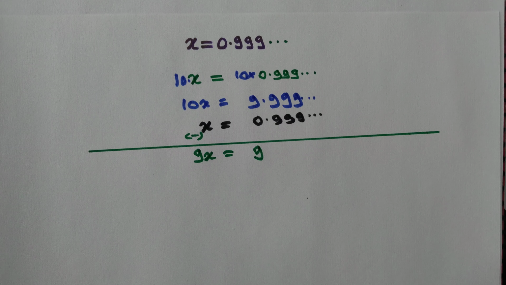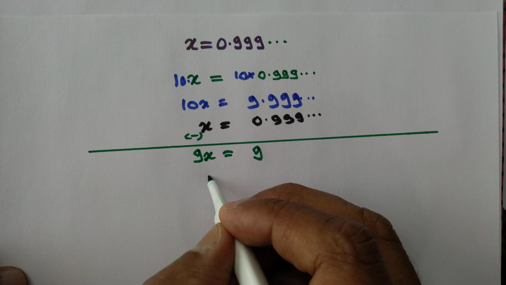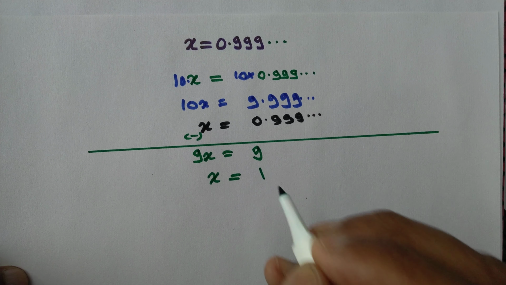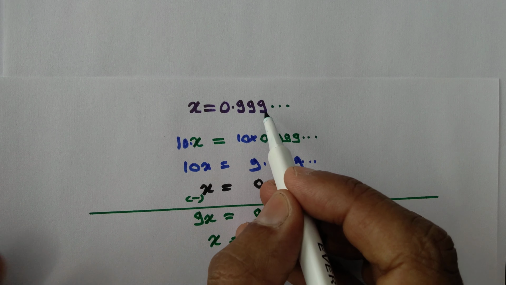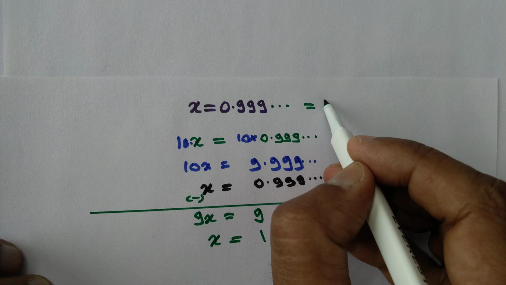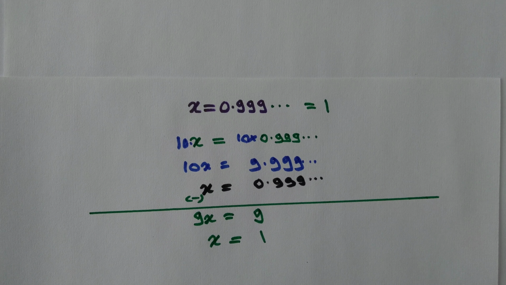Well, can we solve this equation? Of course, yes. We can cancel 9 out and say that x equals 1. So the unknown number x, that is equal to 0.999 and so on, turns out to be exactly equal to 1. Is there another proof?